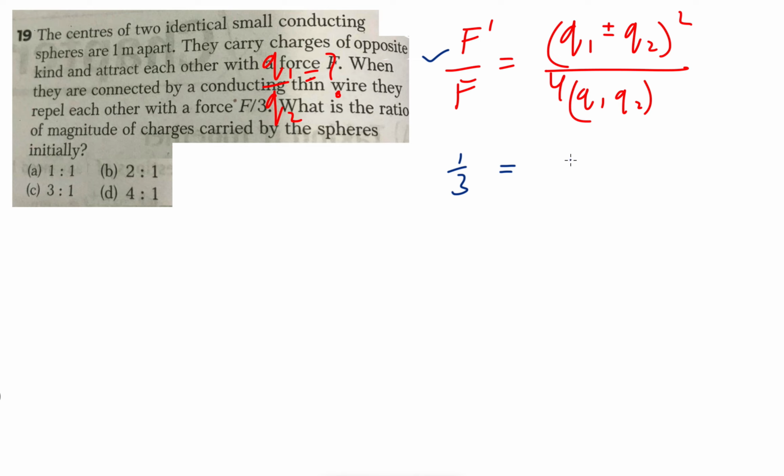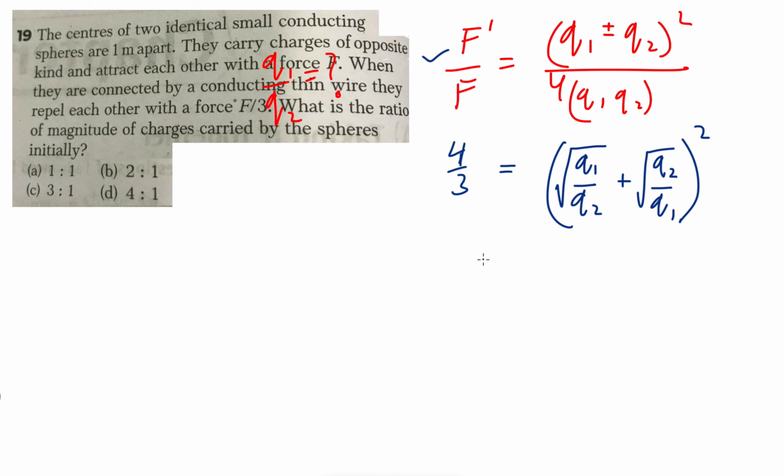You have q1 divided by root of q1 q2, which is under root of q1 by q2 plus under root of q2 by q1. If you take it inside this, that is your squared, and 1 by 4, so I'll just put the 4 over there, right? Of which, what is asked? q1 by q2 is asked.